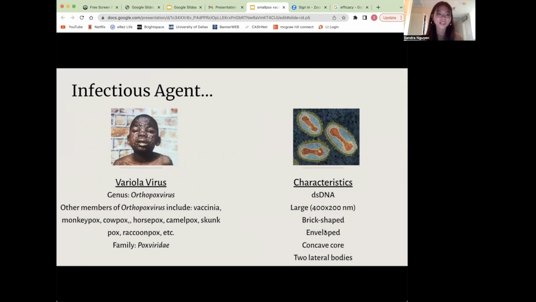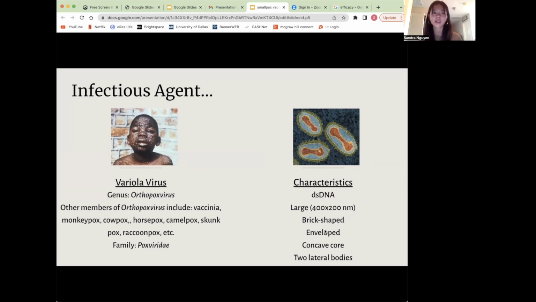So now I want to talk about the infectious agent, which is variola virus, which comes from the genus Orthopoxvirus. And other members of this genus include vaccinia, which is the virus used in the modern smallpox vaccine, monkeypox, cowpox, horsepox, camelpox, skunkpox, raccoonpox, etc., etc. There's lots of animals. And the family is Poxviridae.